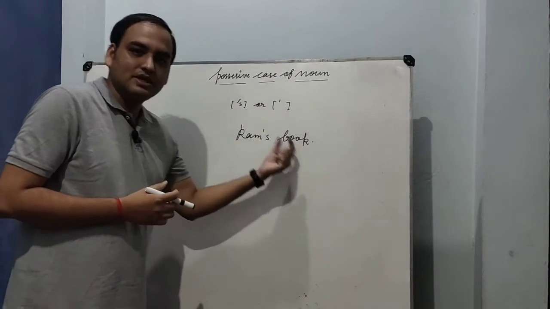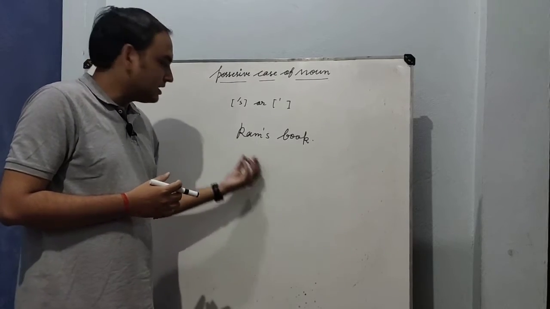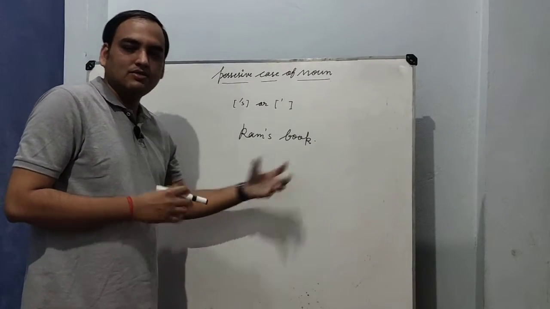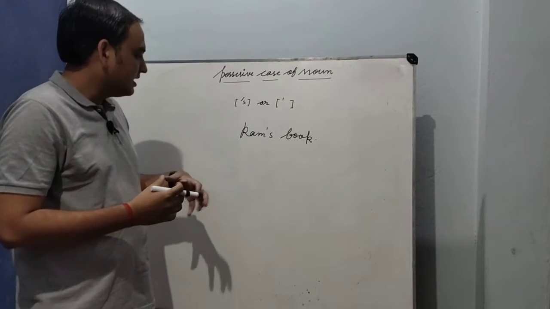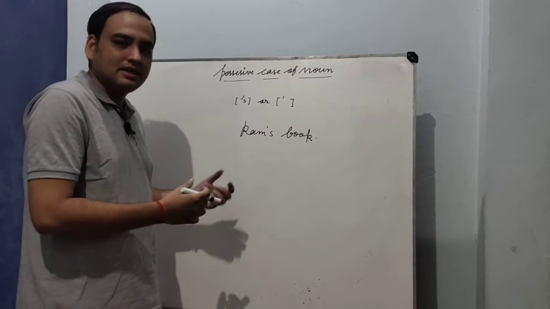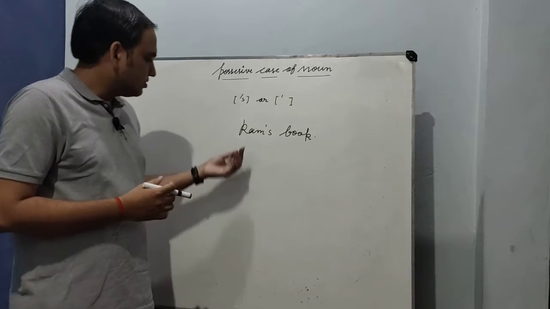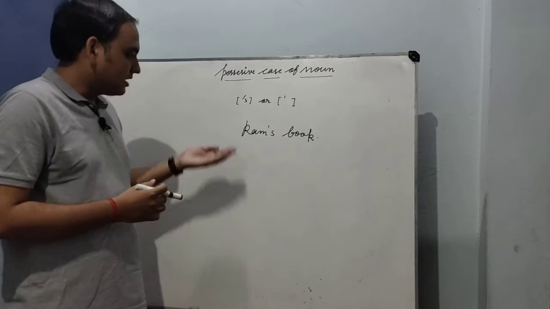Ram जो है ये उसकी बुक है. ओके, सो इस पूरे सेंटेंस का मतलब निकलेगा राम की बुक, है ना. तो ऐसे सेंटेंस जिनमें हम जनरली, है ना, क्या बताते हैं, पोजेशन शो करते हैं, रिलेशन बताते हैं. इट मीन्स दैट दीज आर कॉल्ड पोजेसिव केस ऑफ नाउन. So here is Ram's book, Ram ki book.